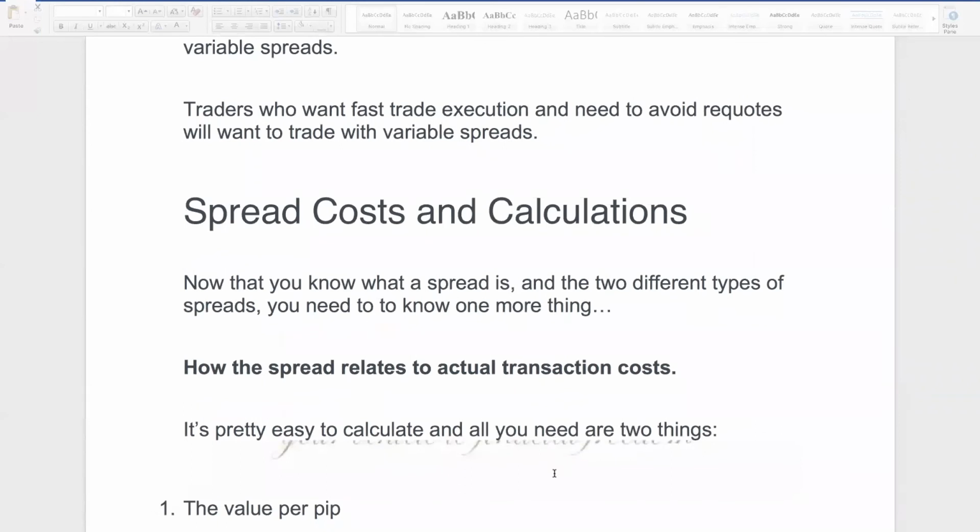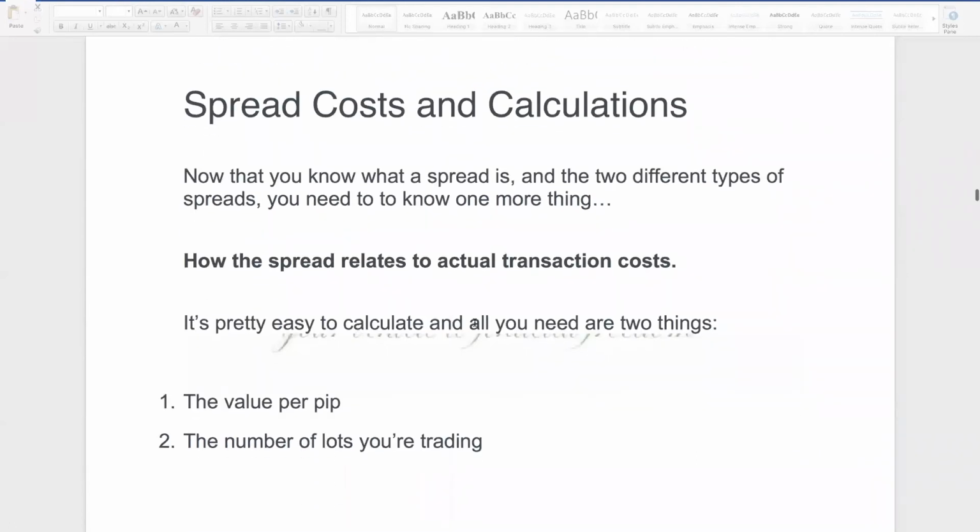Now that you know what a spread is, and the two different types of spreads which we spoke about. Spread, we said, is the difference between bid and ask. Then two types of spreads, we have fixed spreads and variable spreads. How the spread relates to actual transaction cost is pretty easy to calculate, and all you need are two things. One, value per pip. Number two, the number of lots you are trading. I'm also going to teach you guys about lot sizes, but not today. Today we are focusing on spread.